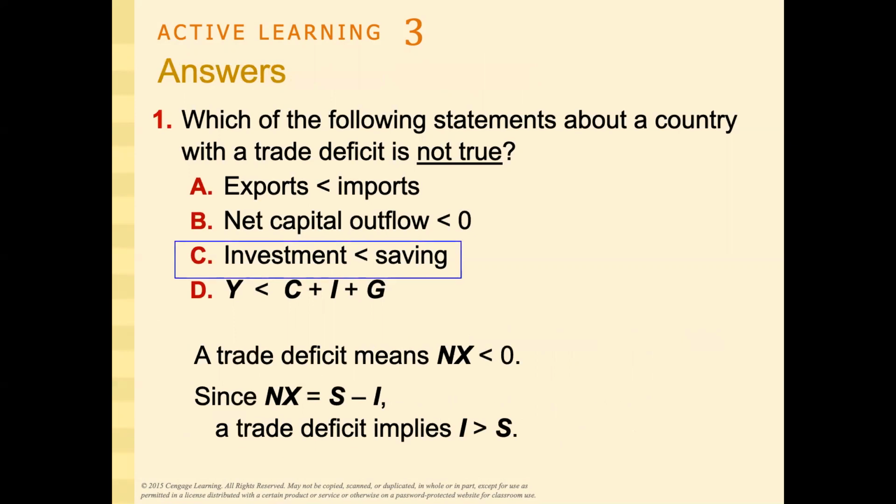Let's do the first one first. Sorry about that. I just realized the slides are slightly out of order. So which of the following statements about the country with the deficit is not true? Remember we said it was investments minus savings, and why is that? Because a deficit means that NX is less than zero. It's a negative number. And since NX is savings minus investments, the trade deficit implies that your investments are greater than your savings, not your investments are less. I should have explained that. Sorry about that.